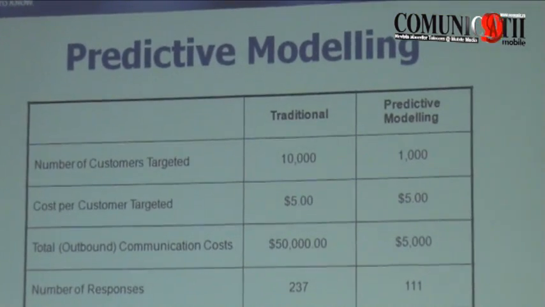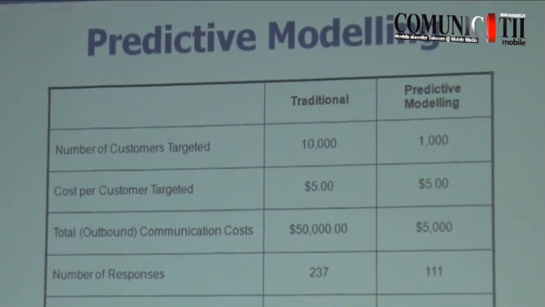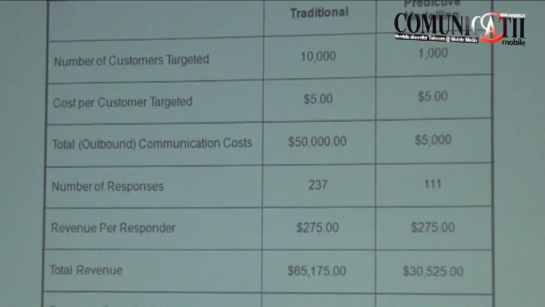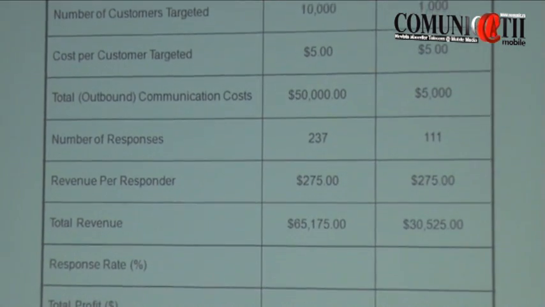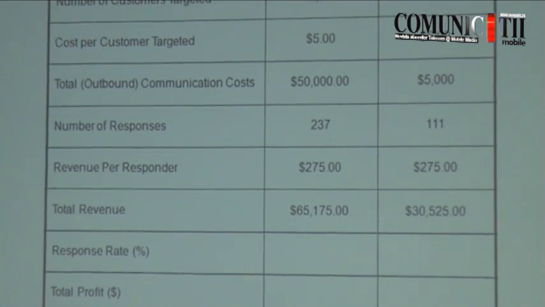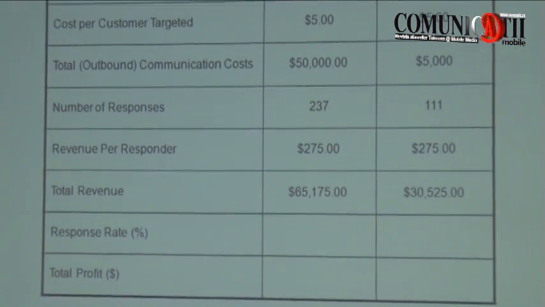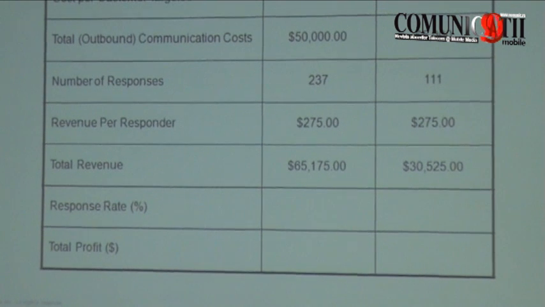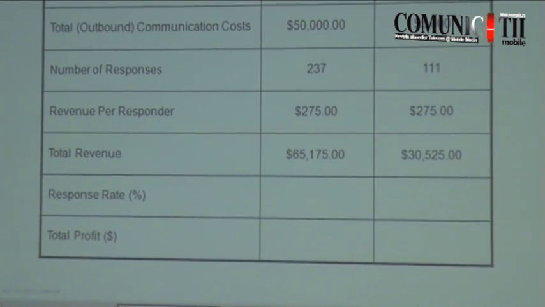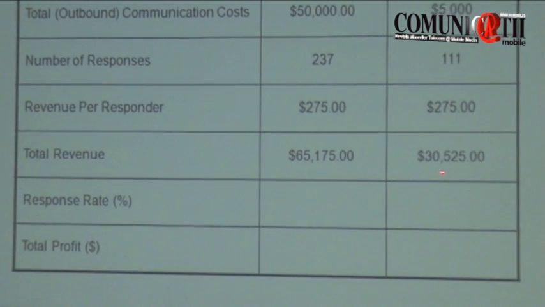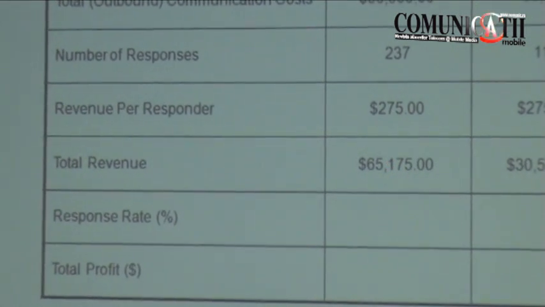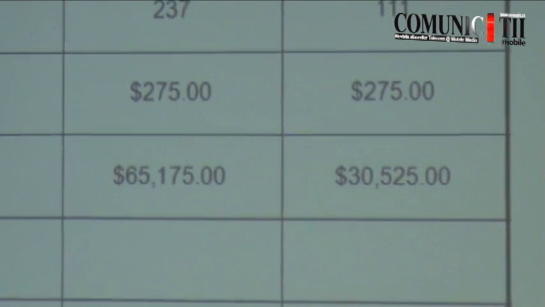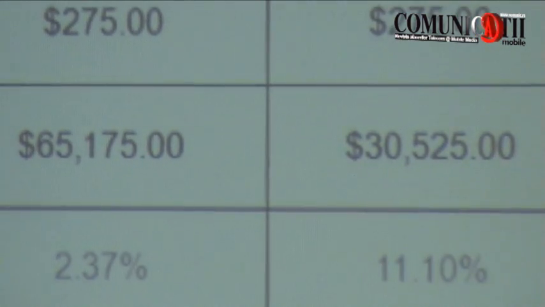Using the predictive modelling, you will get less, but it won't be proportionately less. Maybe there'll be 111, just as an example. Revenue per responder is the same. In actual fact, if you're good at your predictive marketing, you should be able to drive the revenue per responder up as well. But let's assume it is the same, which means that the total revenue, you get more money coming in through traditional marketing. But then you've spent more to get it as well.